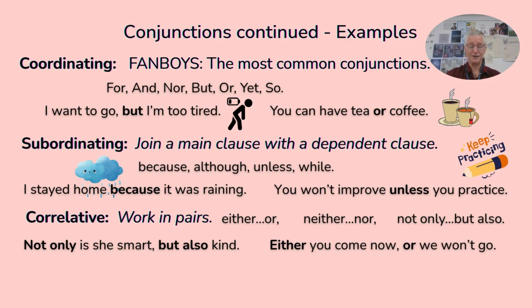Either you come now or we won't go. So there are examples of your conjunctions: coordinating, subordinating, and correlative conjunctions.